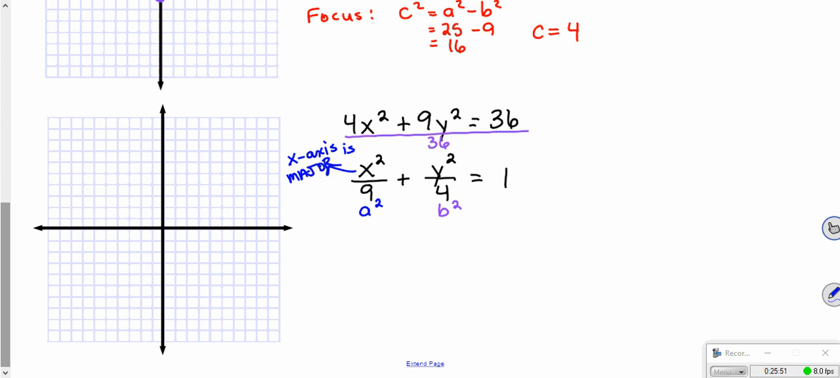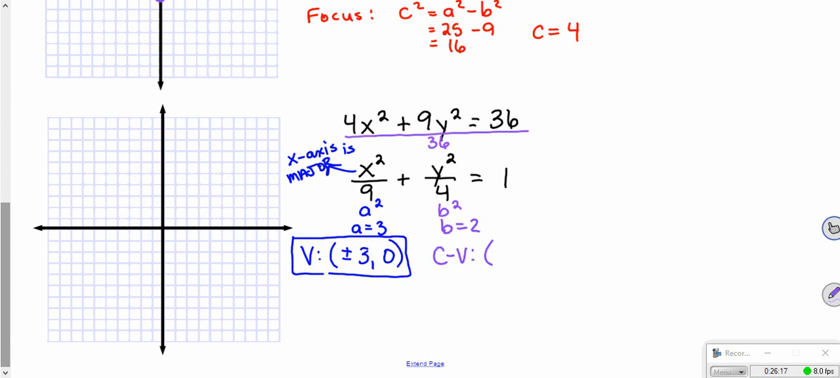So if a squared is 9, a is 3. That means my vertices are going to be plus or minus 3, comma 0. They are on the x-axis. If my b squared is 4, that means b is 2. My co-vertices have to be on the y-axis. So that's 0 plus or minus 2.